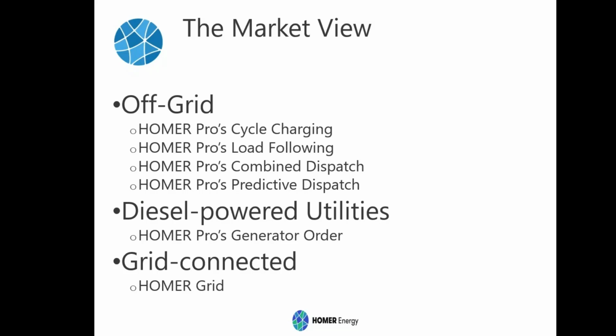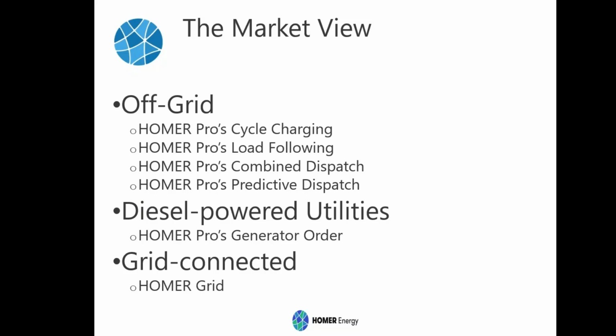And so the original market was the off-grid, and we have 4 dispatch strategies for these sort of smaller off-grid systems. And then we decided that larger off-grid systems, what we often call island power systems or diesel-powered utilities, where you have multiple generators, needed a different dispatch strategy. So that's the generator order one. And then grid-connected microgrids are different as well. And we created a HOMER Grid for that.